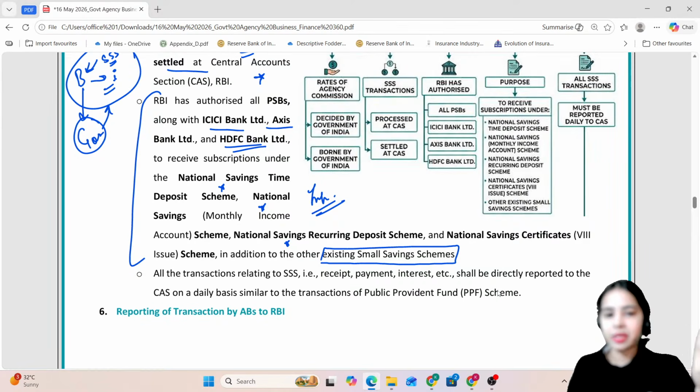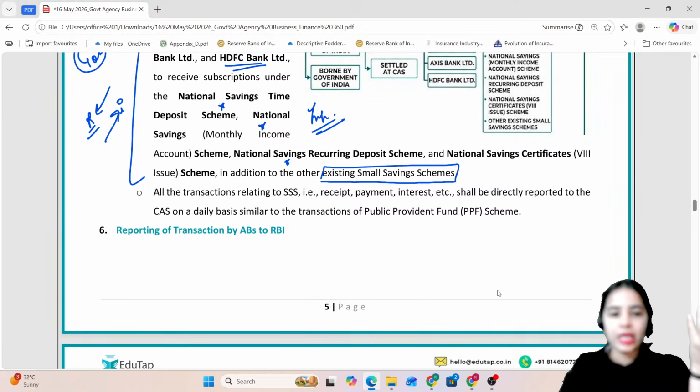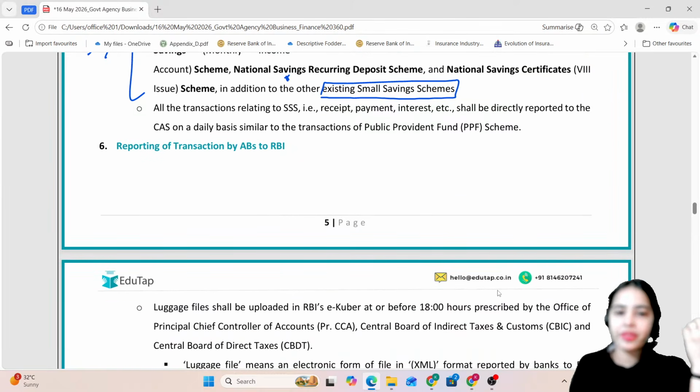So the banks are all the public sector banks, ICICI Bank, Axis Bank and HDFC Bank. They can become the agency banks and, on behalf of the government, they can collect the receipts and make the payments of interest. Now, all the transactions related to small savings schemes, the receipts, payments, interest, etc., shall be directly reported to the central account section of the RBI on a daily basis, similar to the transactions of the Provident Fund scheme.